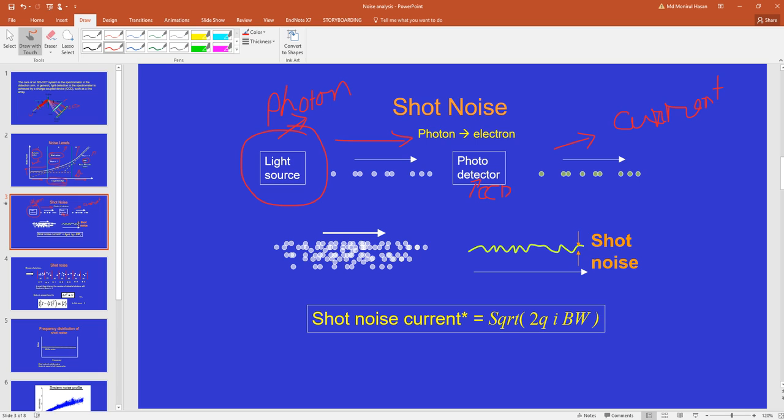So if we are sending lots of photons, then there will be a fluctuation of the photons. It will not always be the same. You can see this curve, there is a fluctuation. This fluctuation amount is the shot noise. Usually the shot noise current is equal to the square root of 2 times q times I times the bandwidth, where q is the charge and I is the current.